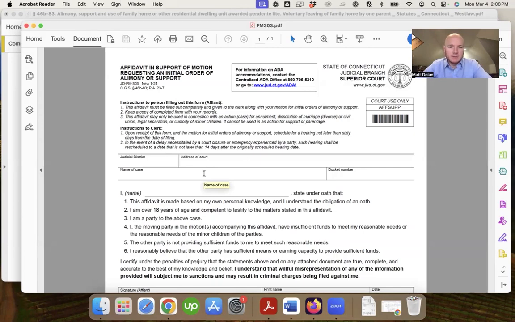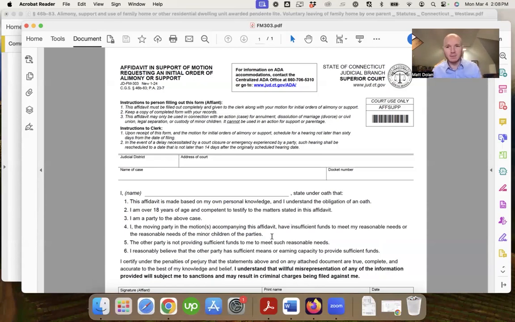So it basically includes much of what was in the statute. So you just put the judicial district of your case, the court where your case is pending, the name of your case and the docket number, and then you just put your name in this blank and you fill out these lines. Again, you have to say that you have insufficient funds to meet your reasonable needs or the reasonable needs of the children of the parties.